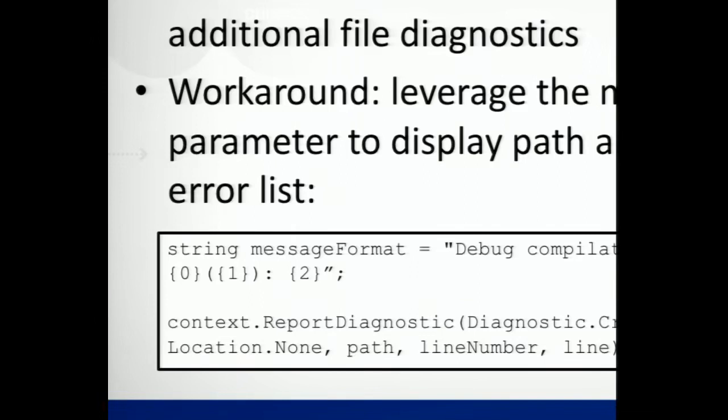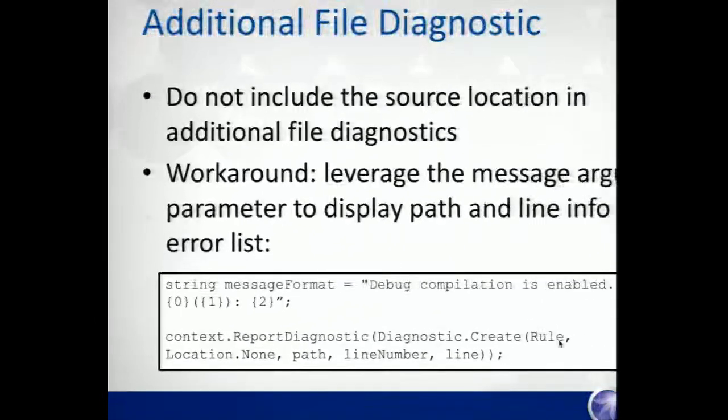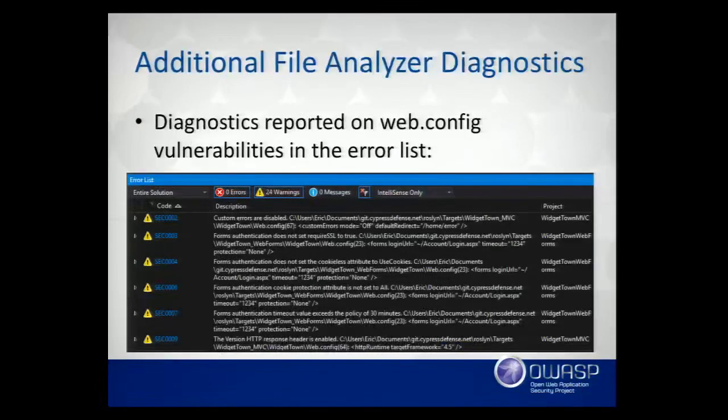And then we can say context.report diagnostic and do the rule, and then pass in, remember, use location none because that's the bug. And then you can pass in your path, line number, and line as 3 parameters after that, and it will fill it in for you. So that right now is my workaround on at least reporting diagnostics in some of these non-code files. And this is what they will look like. They will be right there in line with the rest of the diagnostics raised from your .cs files.